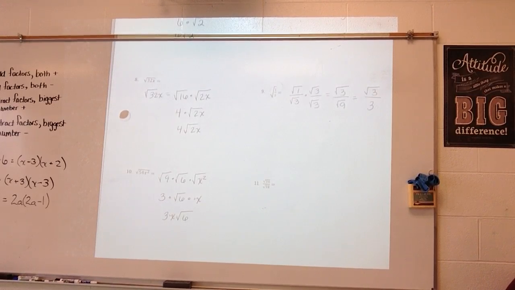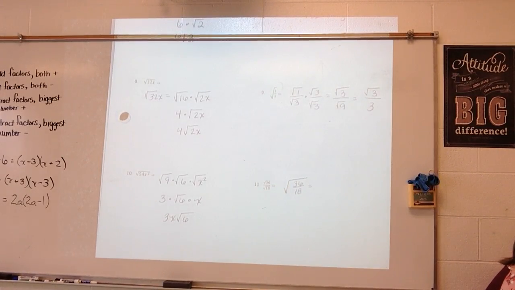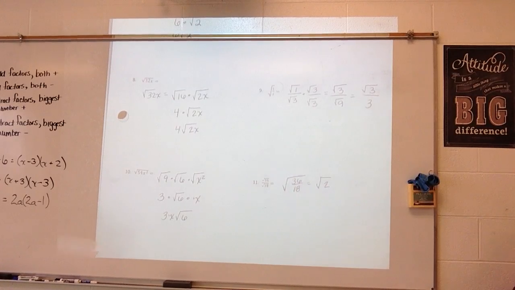Number 11, they've already broken this one up for us. So here's what I'm going to do. I actually want to put it back together. Because look at this. If I make this a square root of 36 over 18, 36 divided by 18 is 2. So I end up with the square root of 2. And it's as simple as that. All right?